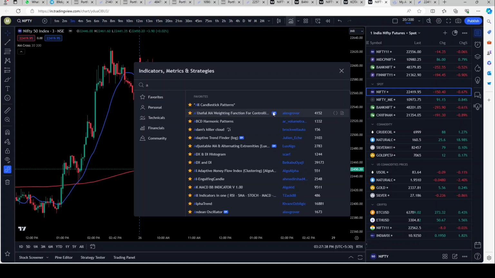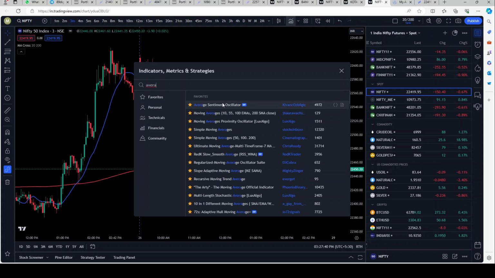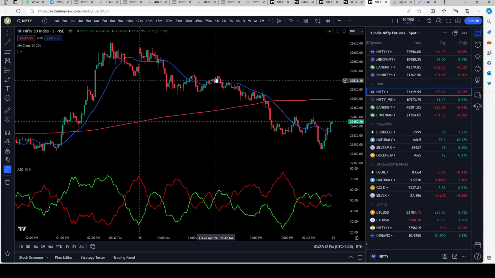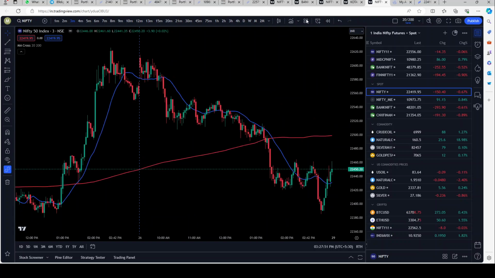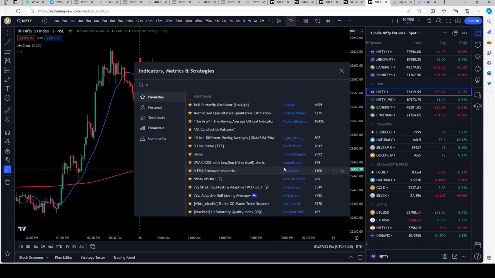average sentiment oscillator. All right, very similar to Vortex. Again, does pretty much the same thing. You use the average sentiment oscillator or use the Vortex indicator.